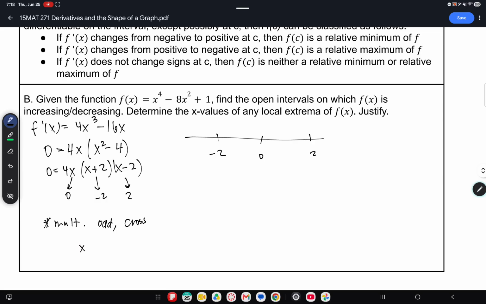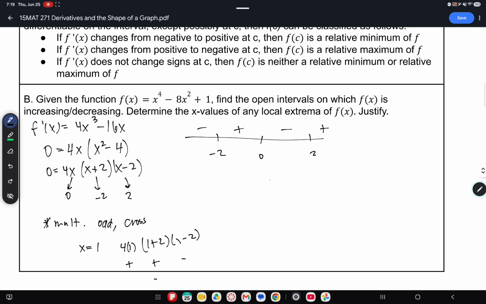So I'm going to test, how about x equals 1? It's a nice number to work with. So I have 4 times 1 times 1 plus 2 times 1 minus 2. So that's positive, positive, and negative. So in the end, that's negative. And then I'm crossing at each one. So this has to be positive, this has to be positive, and I'm crossing here again. So that has to be negative. All right.